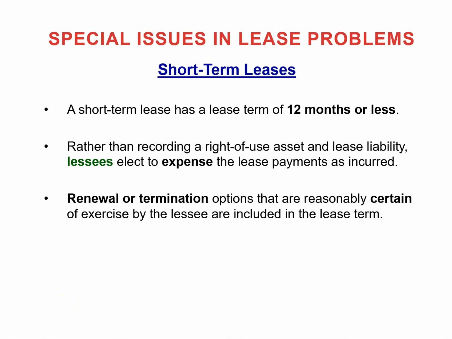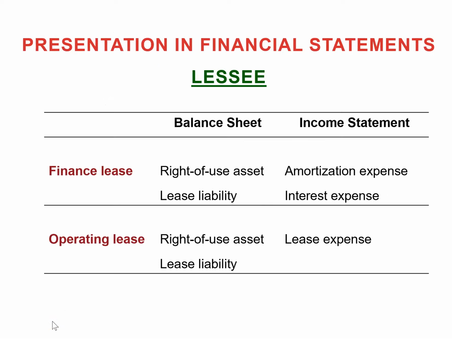You will also see some other examples. These are very common in the real world. For example, short-term leases. These lease terms are usually 12 months or less. For example, you are leasing an apartment, and in this type of case, usually the lessee elects to record it as an expense, and renewal or termination options are very reasonable and certain. So these are a few issues that you need to know when we solve some complicated lease problems.